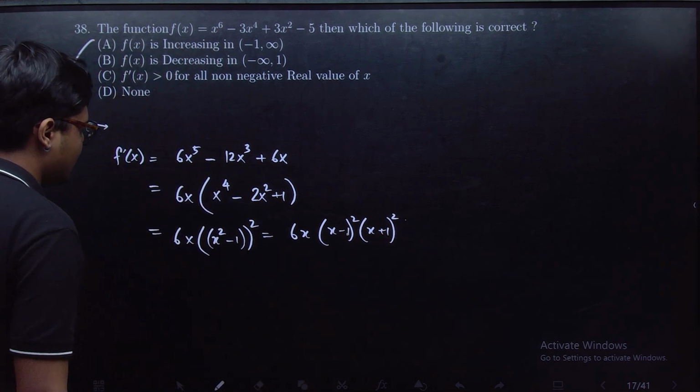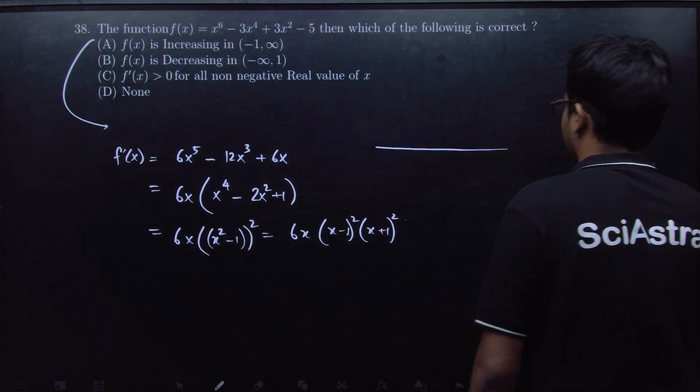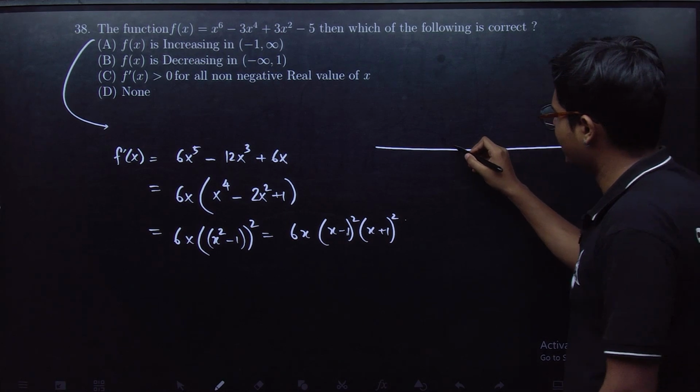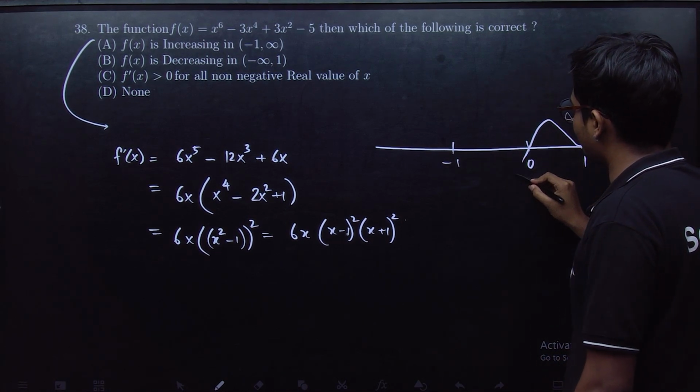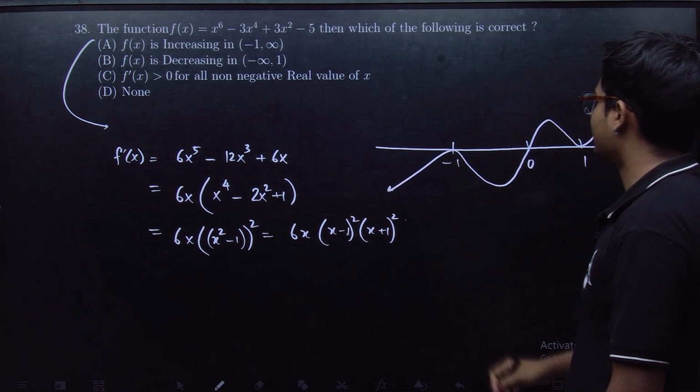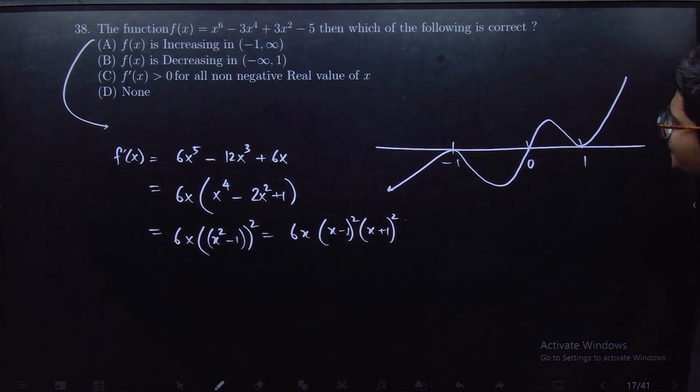Now if I use the wavy curve on this, what will I get? The nature of this derivative is going to look something like this, right? You have minus 1, you have 0, you have plus 1. Even power, you bounce off; odd power, you cross. This is what you'll get, right?